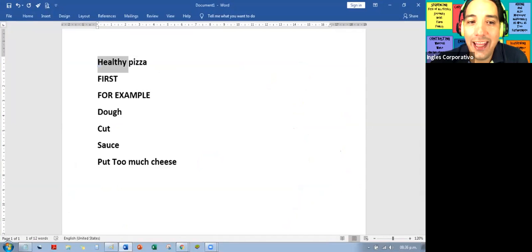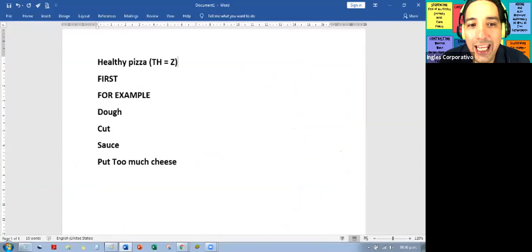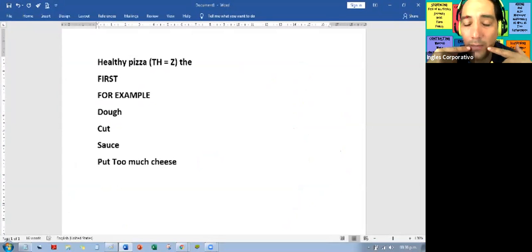Healthy. Y va para todos. Cuando miren una TH, la TH significa... healthy. Good. La TH, por ejemplo, como el artículo the, mírame, the, siempre tu lengua va a estar en medio de los dientes. The, healthy, ¿ok?